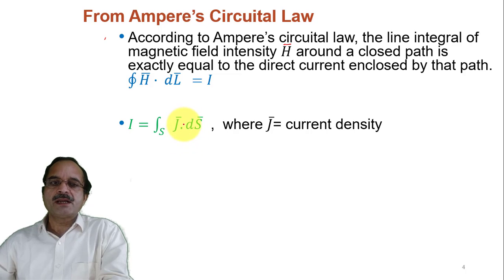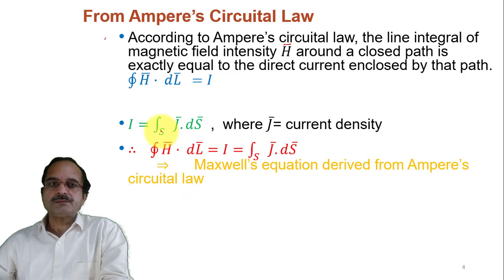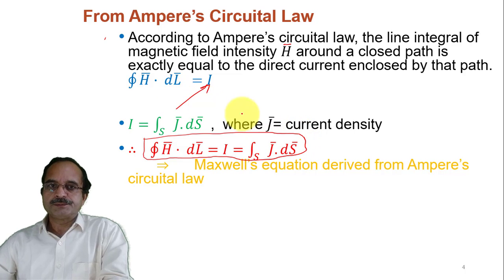So taking the surface integral of J dot ds gives us the current. Substituting this here, we can write this equation as line integral H dot dl equal to I, that is equal to surface integral J dot ds. So this is the next Maxwell's equation derived from Ampere's circuital law, in integral form.